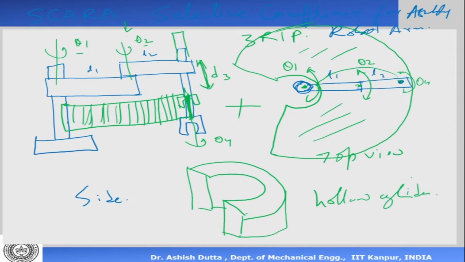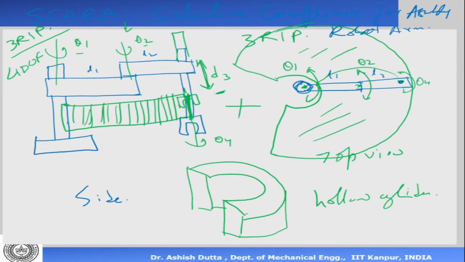So this is called a selective compliance assembly robot, and this is very commonly used in electronic assembly. This is used because there is a prismatic axis there, and this prismatic axis is the one that moves in a straight line, so it helps in assembly. All electronic assembly and other kinds of assembly is done using this kind of robot, and this has 3R and 1P joints. It has 4 degrees of freedom.